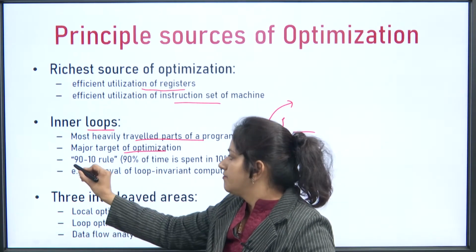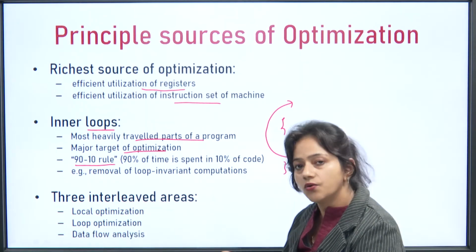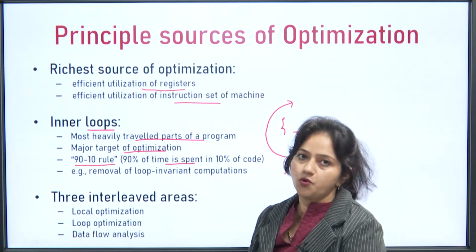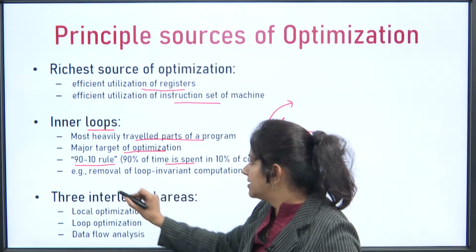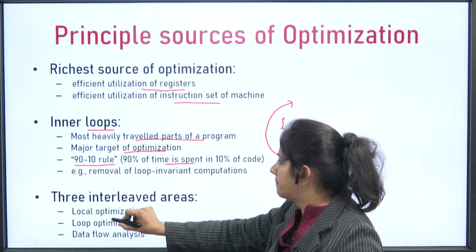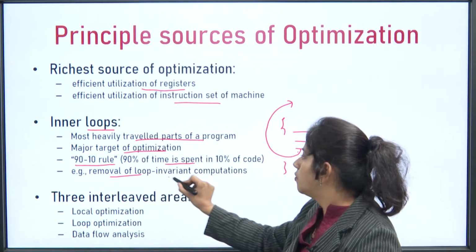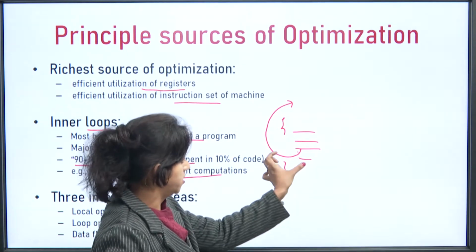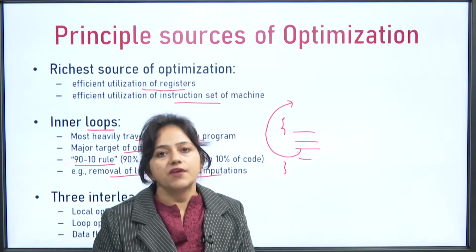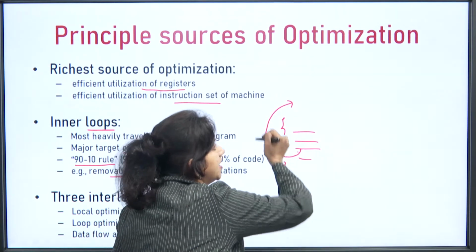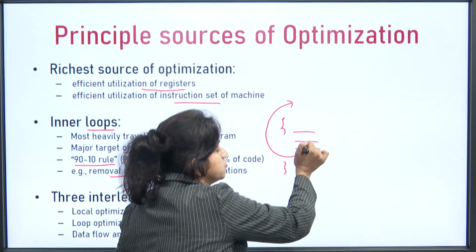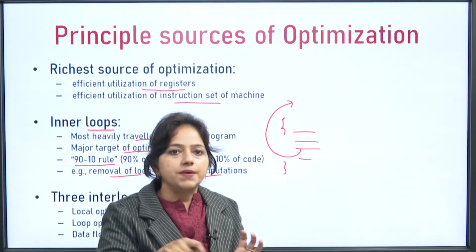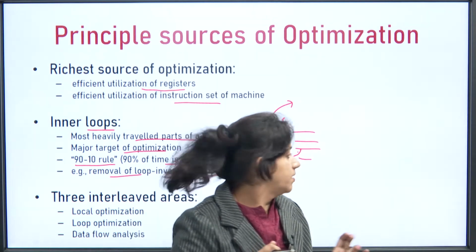So, the inner loop is a major target of optimization, and here we can use the 90-10 rule: 90% of the time is spent in 10% of the code. An example of inner loop optimization is removal of loop invariant computation. Loop invariant computation means computation that can be kept outside the loop also. It is not required to keep some computation inside the loop.